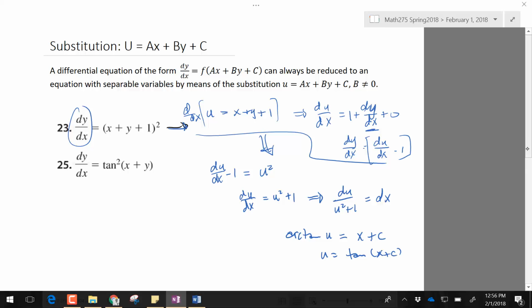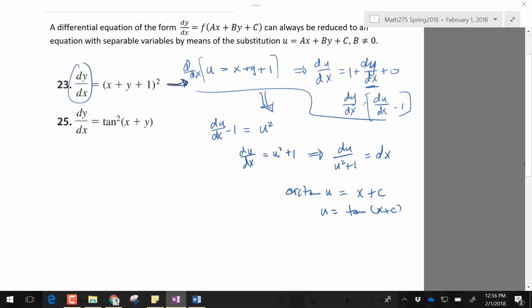And remember, like our u substitutions back in Calc 1, we have to change everything back in terms of y. What was u equal to? Oh, u equals x plus y plus 1. So x plus y plus 1 is equal to the tangent of x plus c, and then y is equal to tangent of x plus c minus x minus 1.